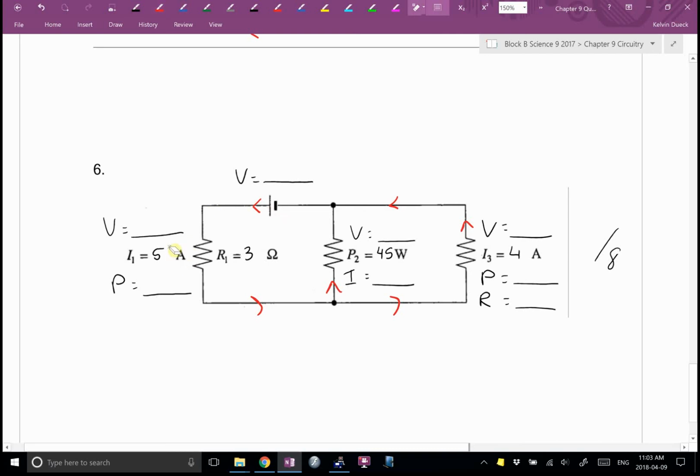So how many amps right here, Halia? How many amps went this way? 5? How many amps went this way? All 4. How many amps? Yeah, 1. Okay. Cool. I know 2 things here, so I can figure out voltage. It's going to be 15 volts, and then it's going to be 15 times 5, 75 watts.